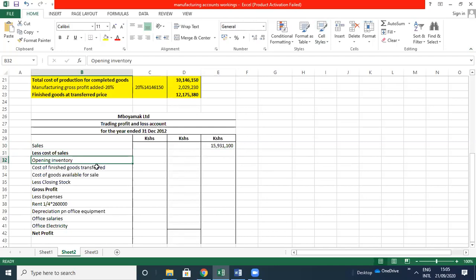And therefore we start with the opening stock. What is the opening stock? Opening stock here, what will it be? Someone identify the opening stock for us. Very fast.